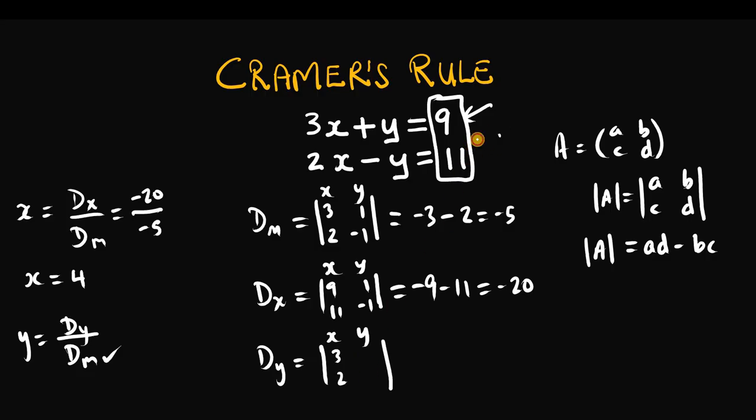And we're going to use the replacer again, 9 and 11. And then we compute the determinant of the y matrix. So remember, these vertical bars mean to compute the determinant.